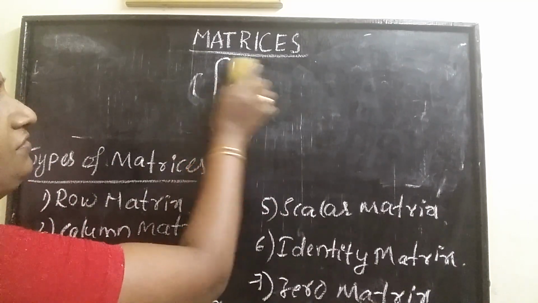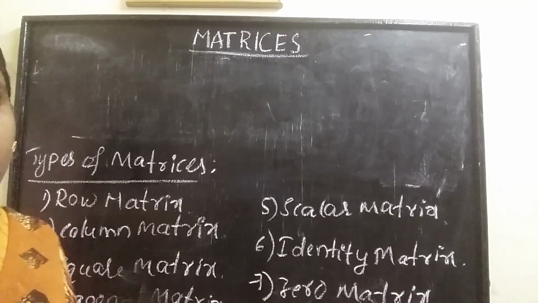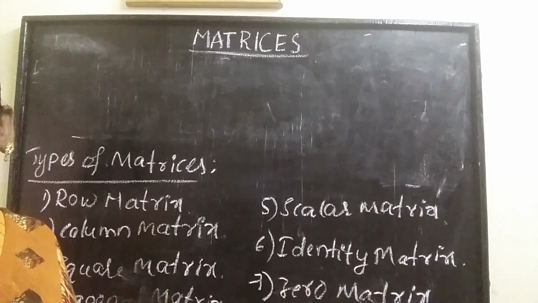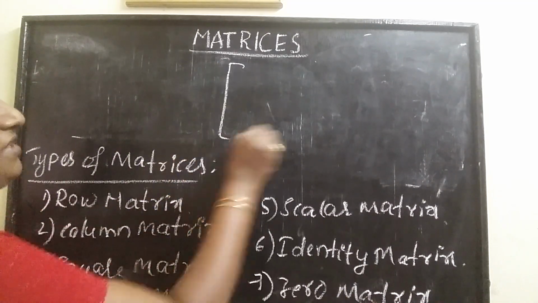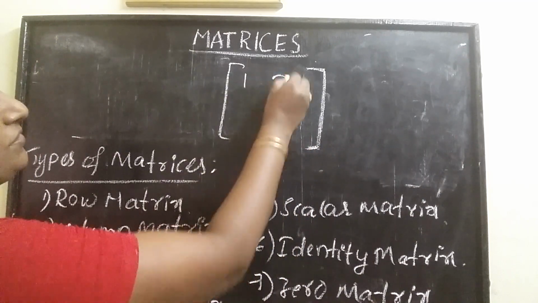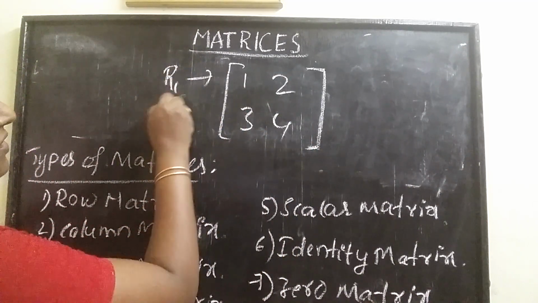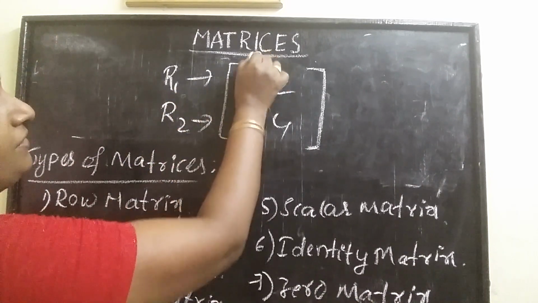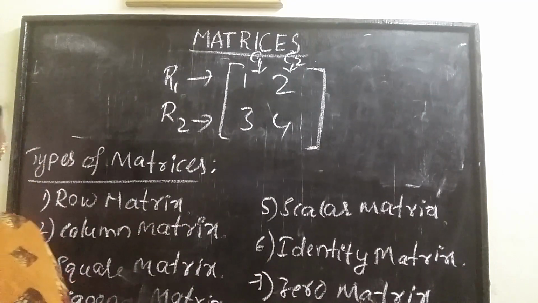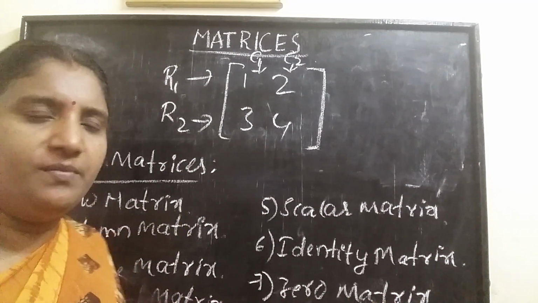And the third type we have is the square matrix. A square matrix means a matrix that has an equal number of rows and columns, that is, the number of rows is equal to the number of columns. See here, we have R1, R2, 2 rows, and C1, C2, 2 columns. So here the number of rows is equal to the number of columns. That's why this matrix is called a square matrix.